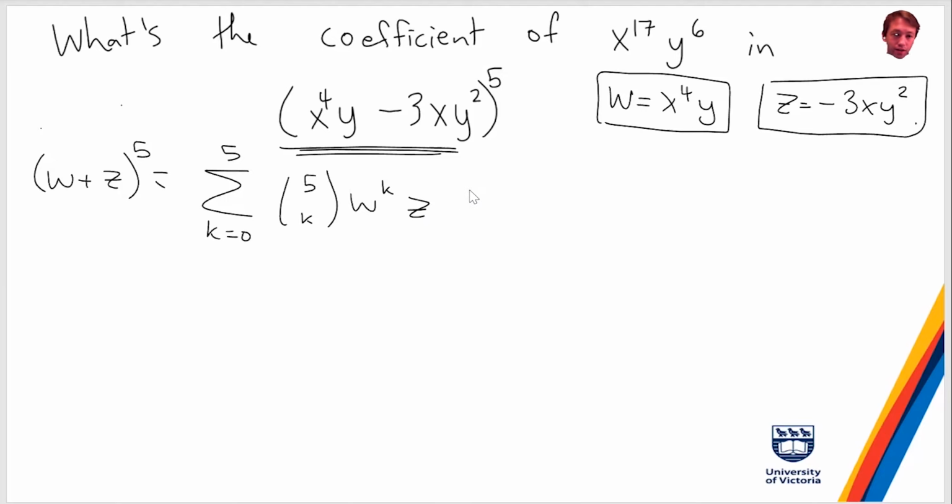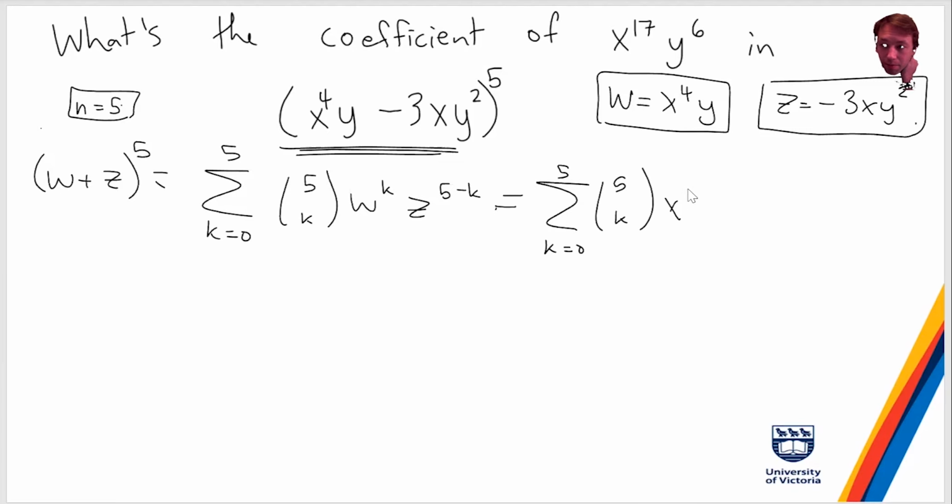So we can now just apply the binomial theorem like usual. K equals 0 to 5, 5 choose k, w to the k, z to the 5 minus k, right? This is applying the binomial theorem with n equals 5. And now we can substitute it back in, right? We can go k equals 0 to 5, 5 choose k.